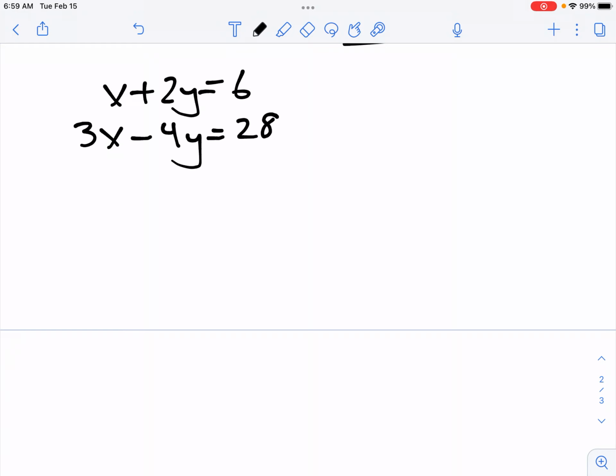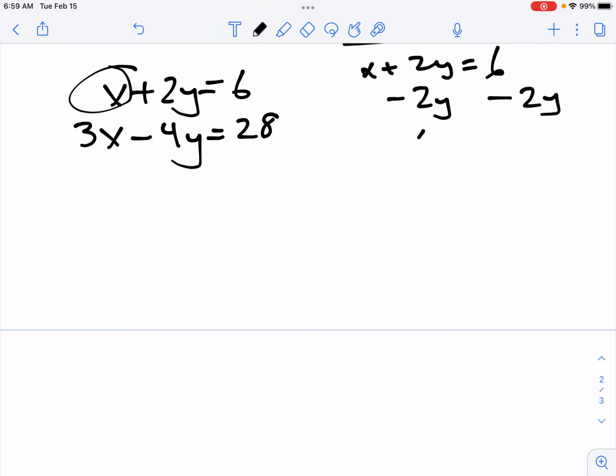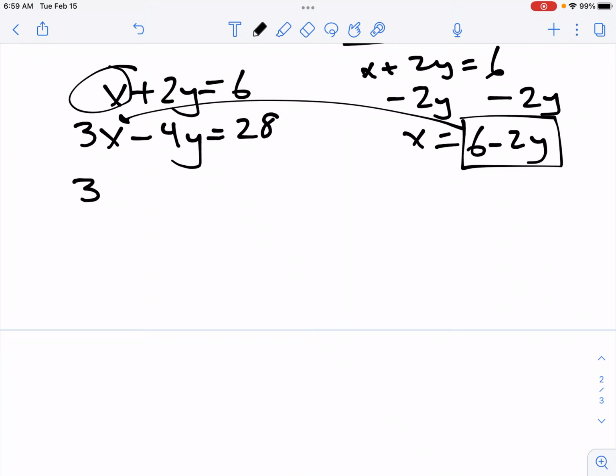So the first thing I'm going to do is look up: the equation where I have a coefficient of 1 or negative 1 is the top equation, so we're going to solve for x. So let's take this x plus 2y equals 6, and solve for x. We're going to move that 2y over to the other side. So we get x is equal to 6 minus 2y. Great. Now let's go into this other equation, and instead of writing 3x, I'm going to substitute this in for x. So that's going to go right in there.